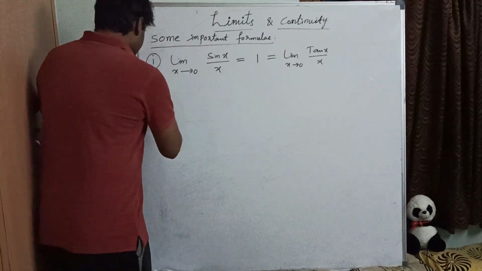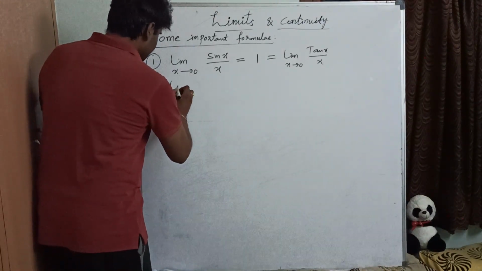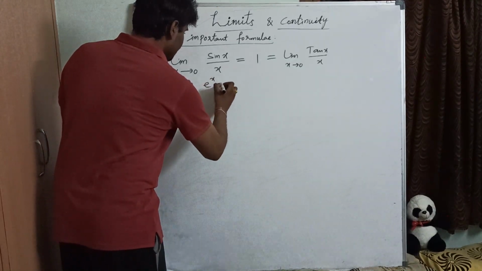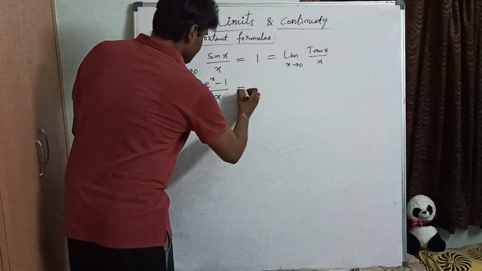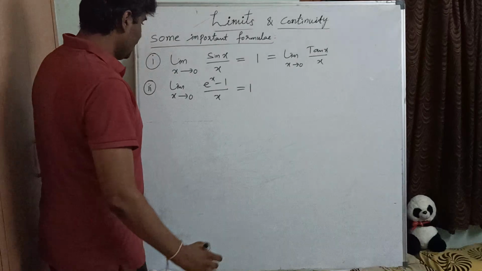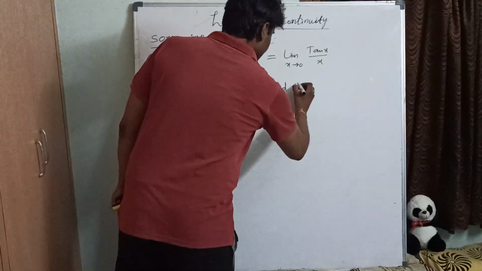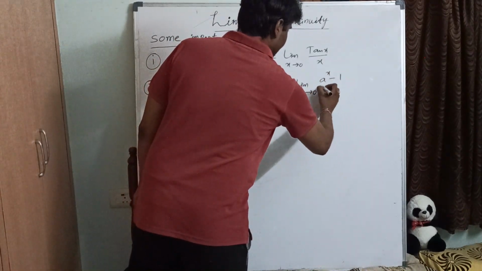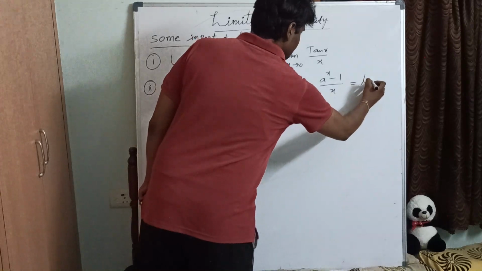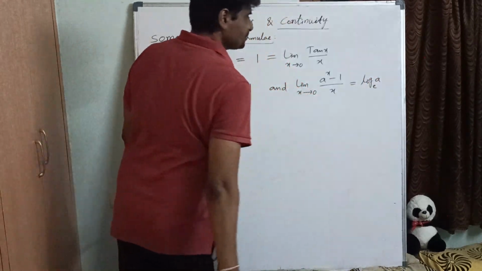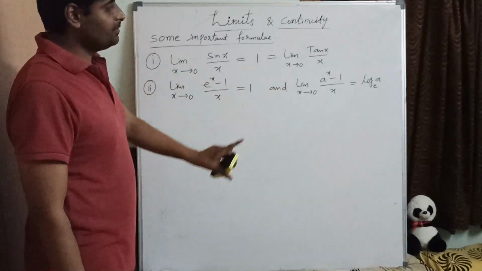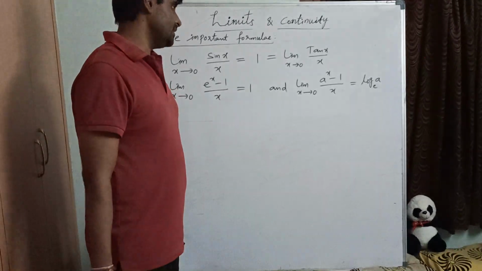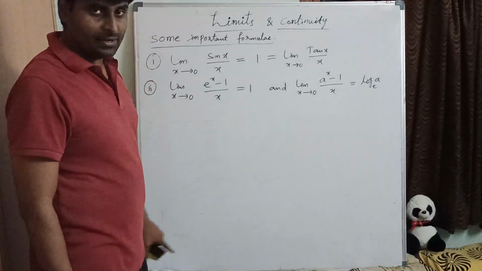The second property: limit x tends to 0 (e power x minus 1) by x. The result for this is 1. And limit x tends to 0 (a power x minus 1) by x gives you log a base e. For example, (5 power x minus 1) by x gives log 5 base e, and (2 power x minus 1) by x gives log 2 base e. Like that we will apply that formula in solving problems.